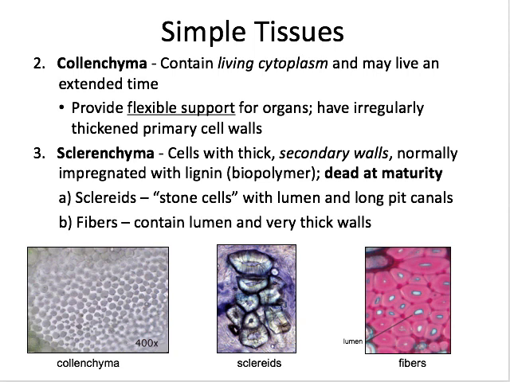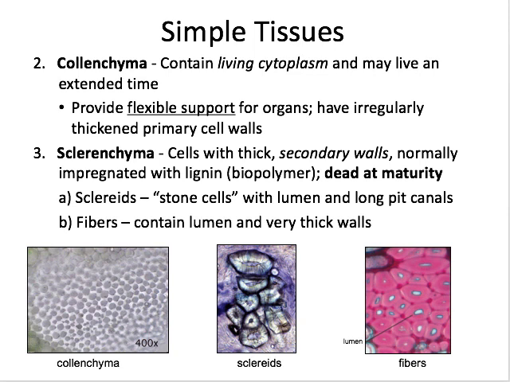And the third type of tissue is sclerenchyma. This is cells with thick secondary walls that are usually impregnated with a biopolymer called lignin. All sclerenchyma cells are dead at functional maturity. This is because we often see these in places where the plant needs to be rigid. It needs to have a hollow tube that can move water, for example.